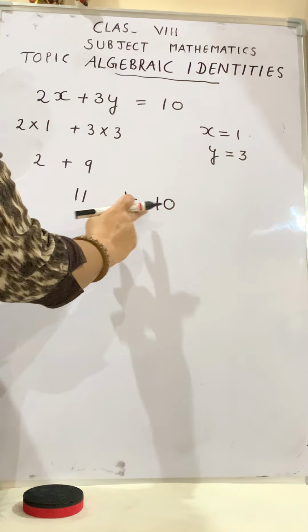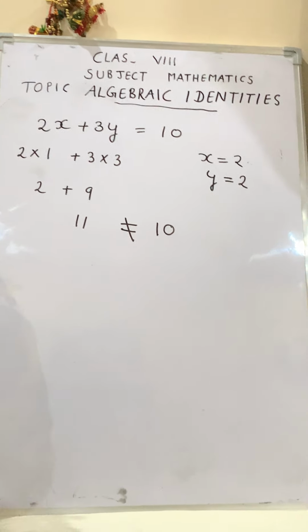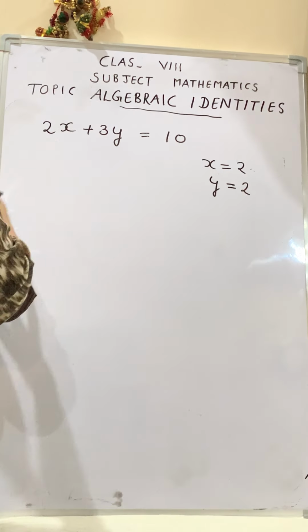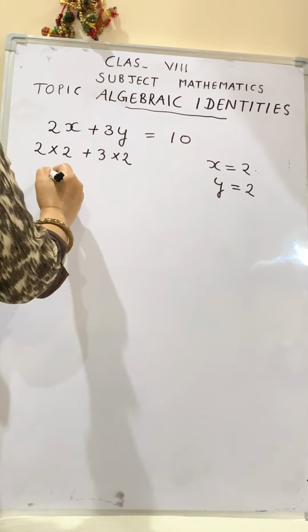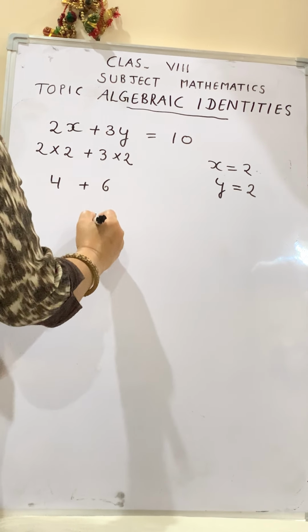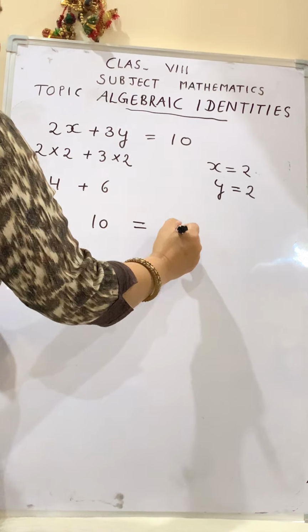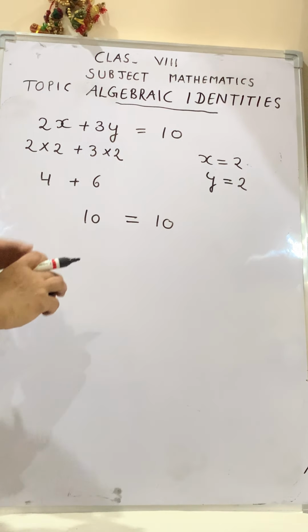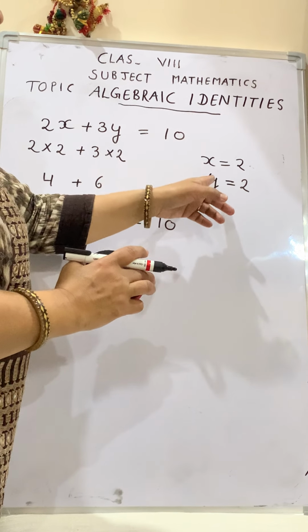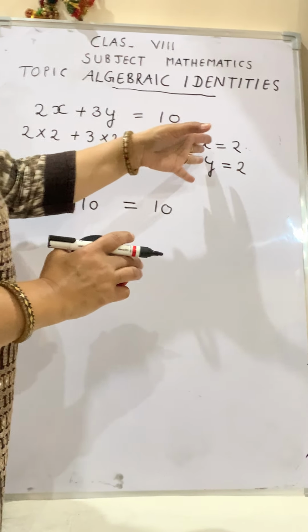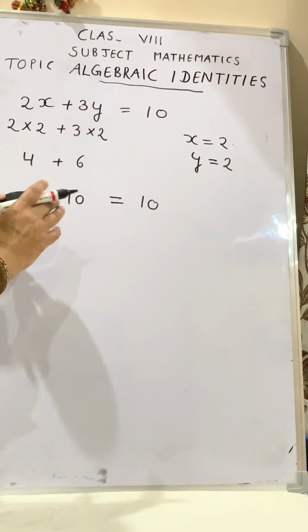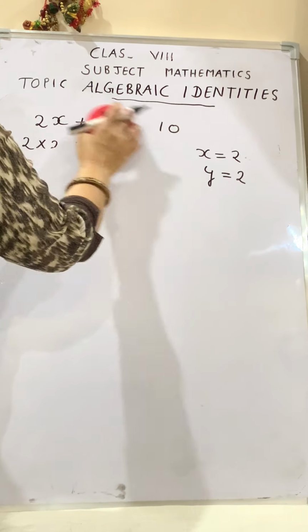If we put here x is 2 and y is 2, we find here 2 multiplied by 2 plus 3 multiplied by 2. 2 2s are 4, 3 2s are 6, it is 10, which is equal to 10. So it is satisfied with some values of x and y, but it is not satisfied with some other values of variable x and y, so it is not an identity. What is algebraic identity?